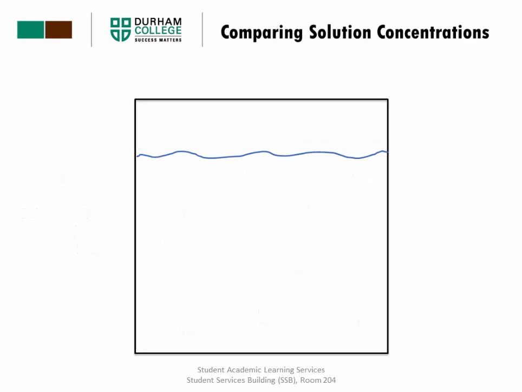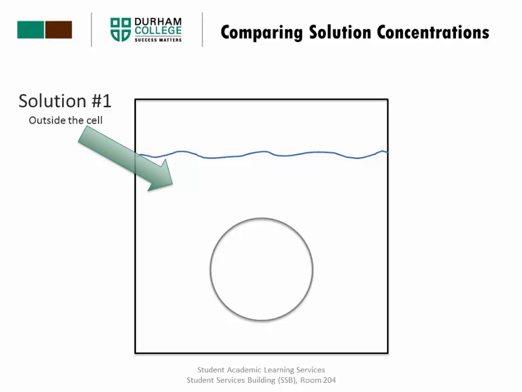Now we can compare solution concentrations. Here we have a container with a solution in it, and inside that container we have a cell. However, there are two solutions to consider here. Solution 1 is outside of the cell, and solution 2 is inside of the cell. These two solutions may be equal to each other or different from each other. In biology, there are specific terms used in order to describe the relationship between these two solutions.